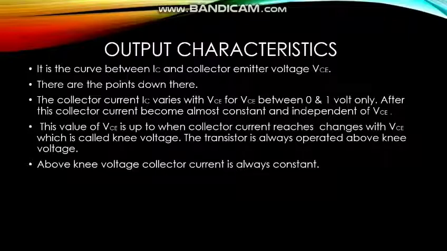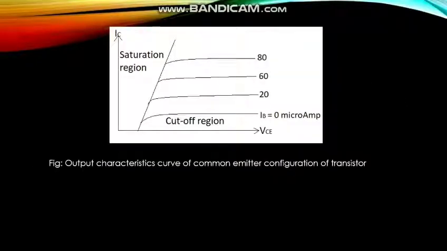There are points down there. Okay, so the collector current IC varies with VCE for VCE between 0 and 1 volt only. After this, collector current becomes almost constant and independent of VCE. So here is the curve, and you can see there is one point. This is the origin, of course, and it is always 0, and this point can be considered as 1. And up to this point, the IC varies with change in VCE.